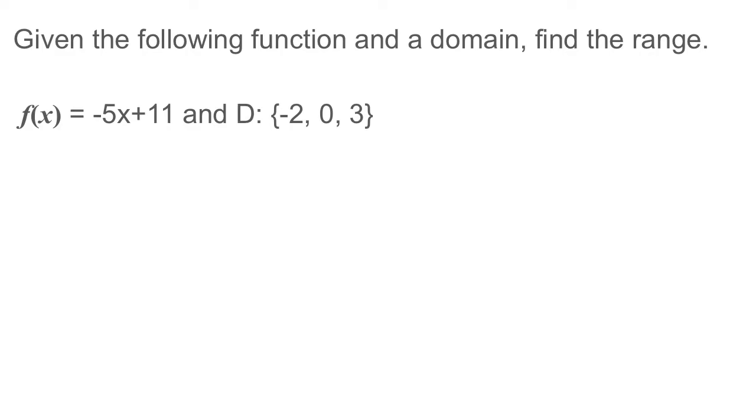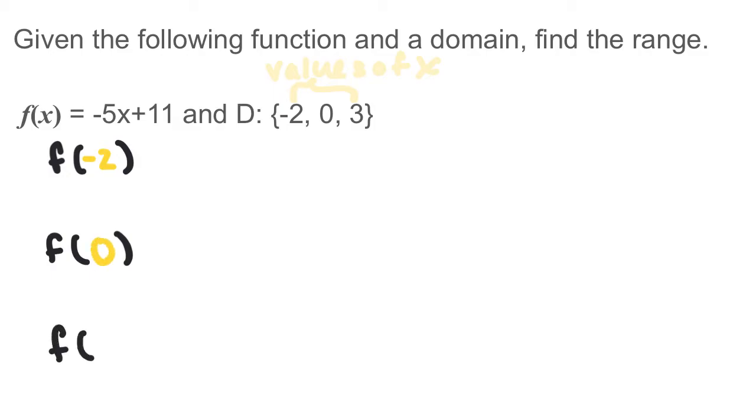And the next example says, given the following function in a domain, find the range. So what we're going to do is evaluate this function for every possible value of x. Our possible values of x are given to us right here. So this means that I would have to find f of negative 2, f of 0, and f of 3 as given to us here.